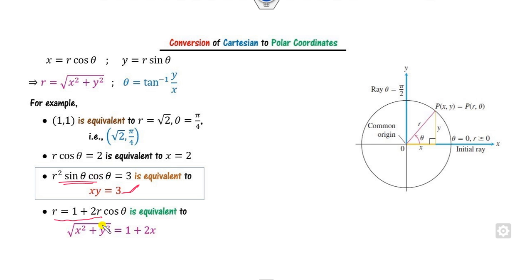Similarly for this one, how can you do that? I can substitute the value of r here. r cos theta is nothing but my x, so you can write it as follows, and you can see that it's the equation of a circle.